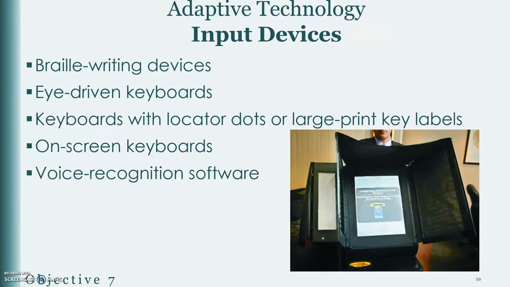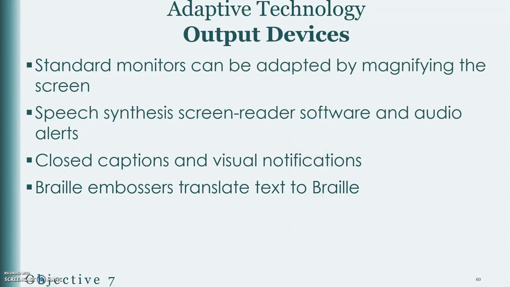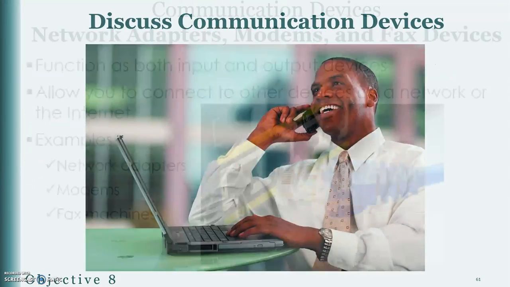Because of the ADA, many hardware and software vendors have developed adaptive technology. Adaptive input devices include braille writing devices, eye-driven keyboards, keyboards with locator dots, keyboards with large print key labels, on-screen keyboards, and voice recognition software. Adaptive output devices include standard monitors with magnified screens, speech synthesis screen reader software, closed captions, visual notifications, and braille embossers.